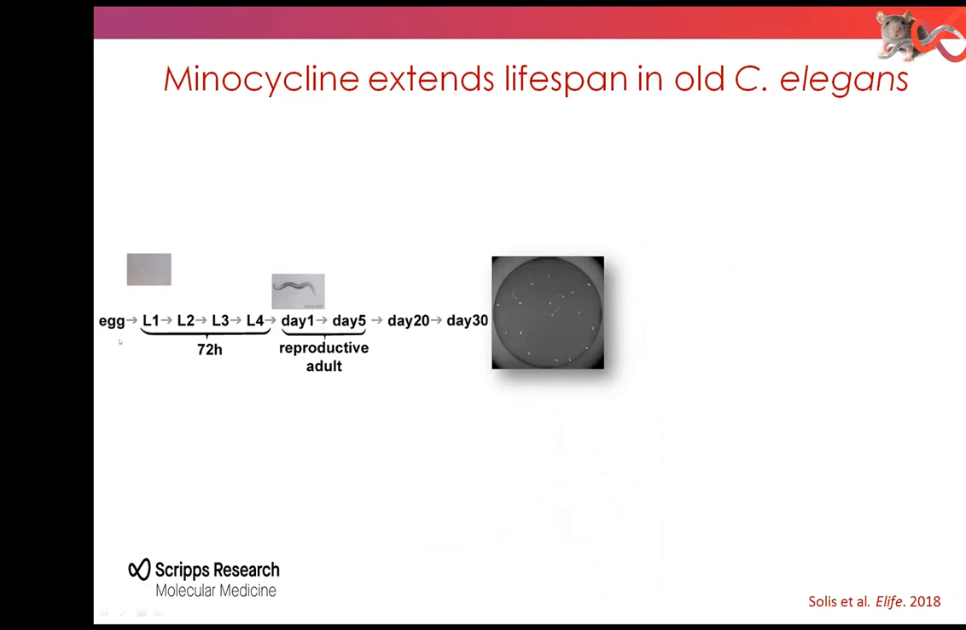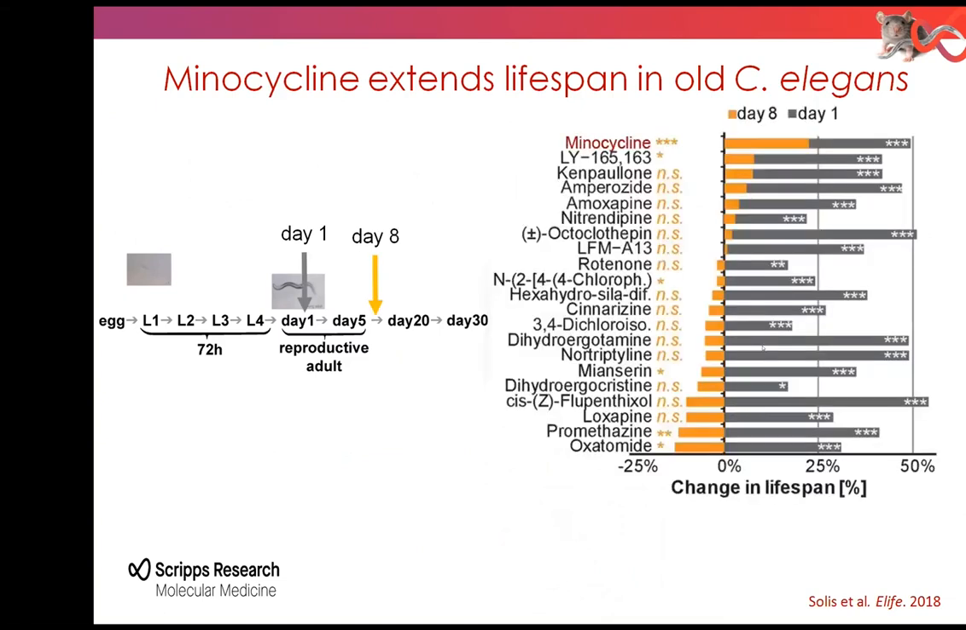So what you see here is the life history of a worm. It starts as an egg, goes through 4 larval stages, and then becomes a reproductive adult. And normally we always added the drug when we screened on day 1, but this time we decided to add it on day 8. And the results are shown here. So this is the change in lifespan. These are 21 drugs. You can see they all increase lifespan when they are added on day 1, but most of them fail to increase lifespan when added on day 8.